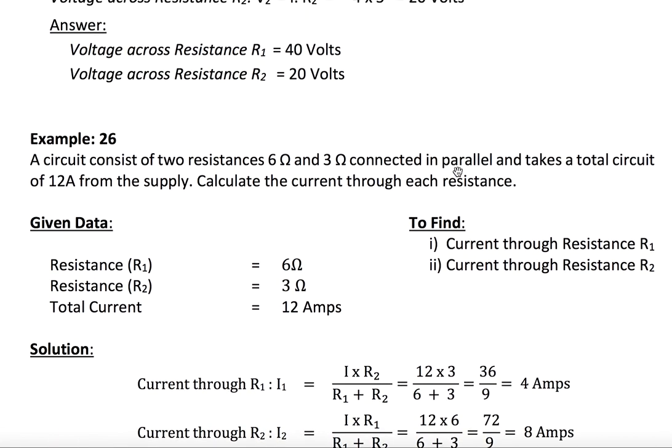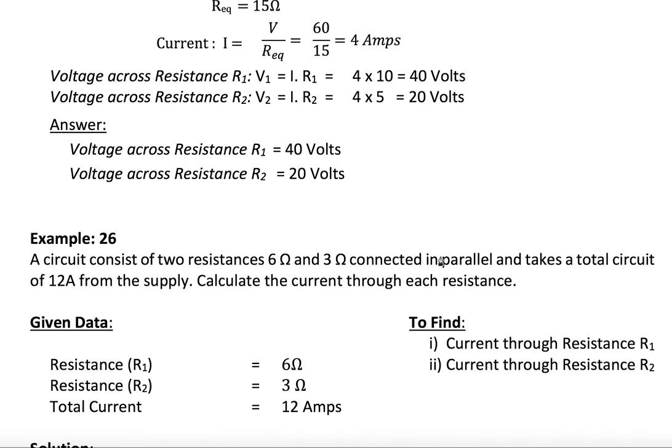A circuit consists of two resistors 6 ohms and 3 ohms connected in parallel and takes a total current of 12 amp. Total current, not circuit. This is a printing mistake anyway. Okay, total current of 12 amps from the supply. Calculate the current through each resistance.